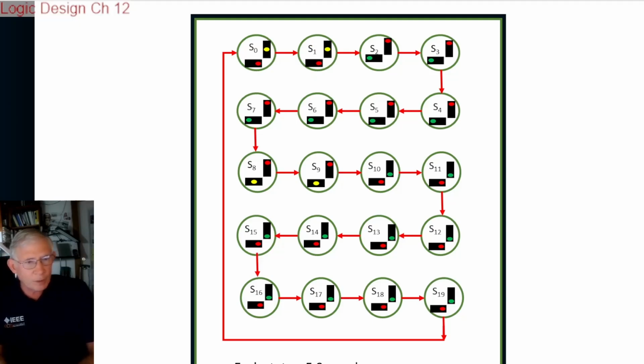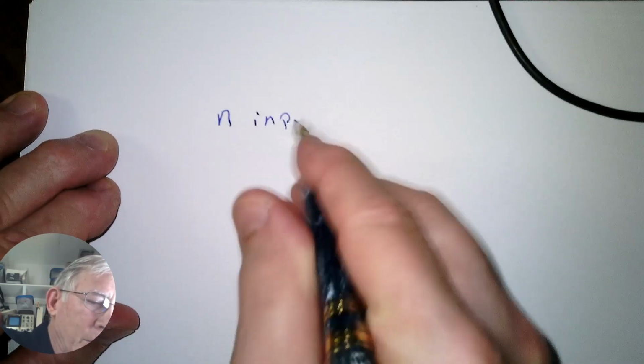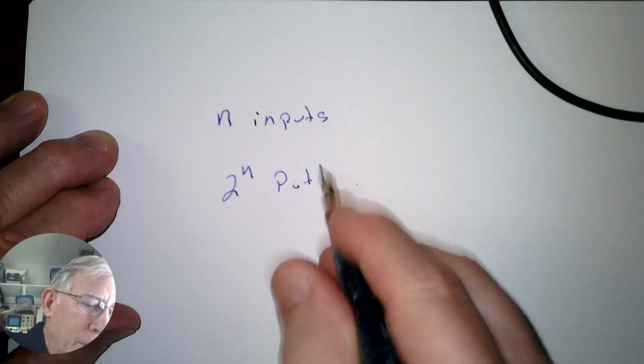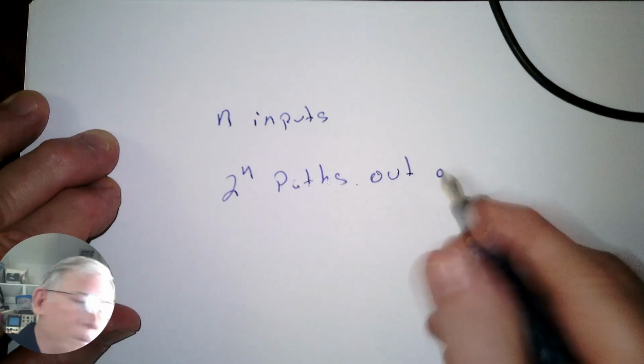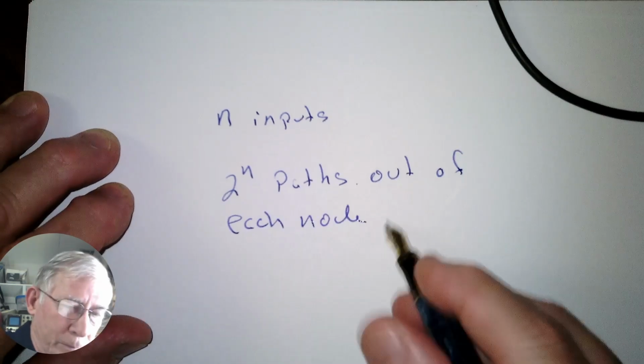In fact, let me set that up just a little bit here. Okay, so we'll transition over here. Let me write on this. I've said this before, but I really want to make this point. If we have n inputs, then we have to have 2 to the n paths out of each node in our state graph.